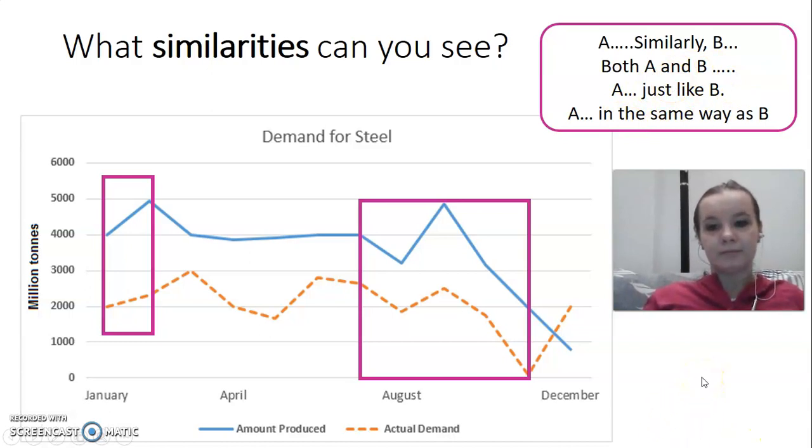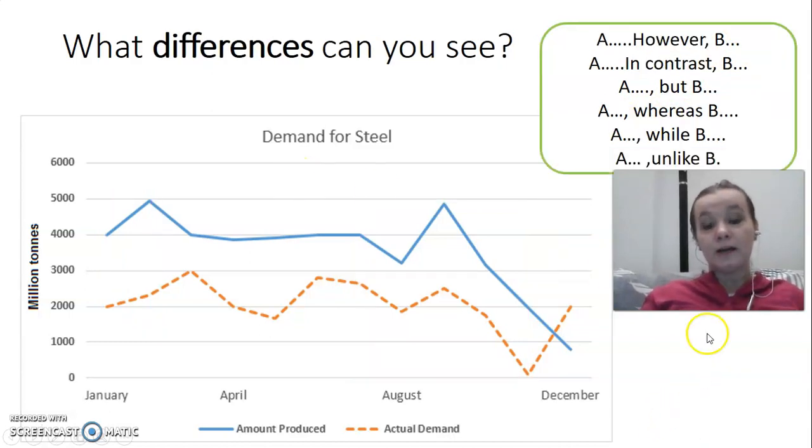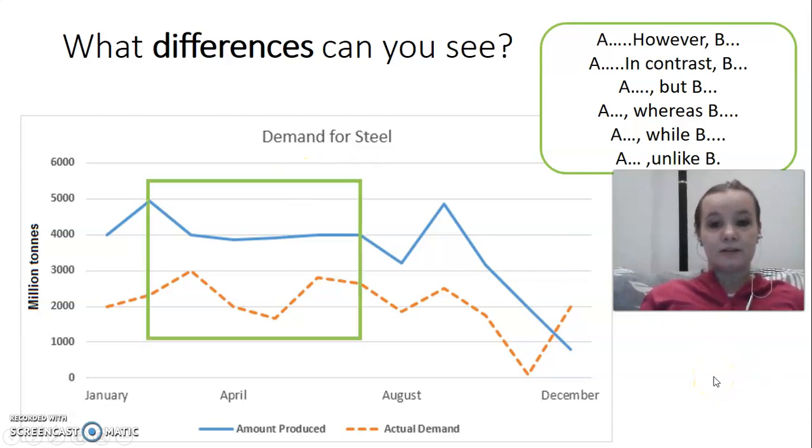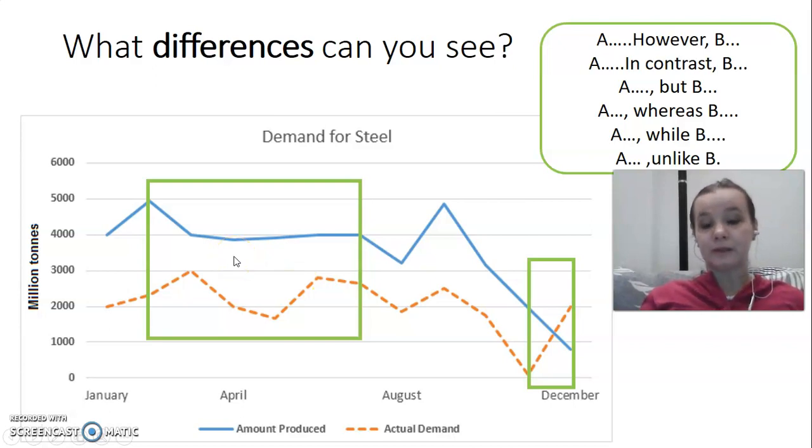Then we look at the differences, and we can talk about this chunk, and we use the language of contrast. Is it the only chunk? No, these two. This one and this one, they look different, or there are major differences between them.